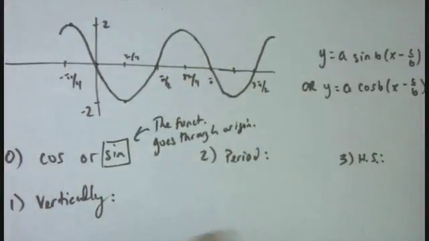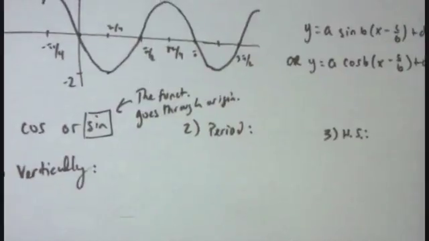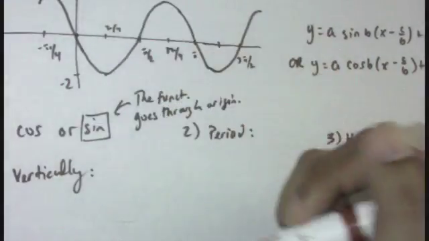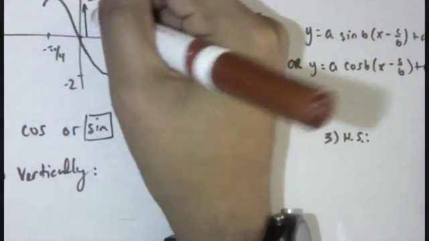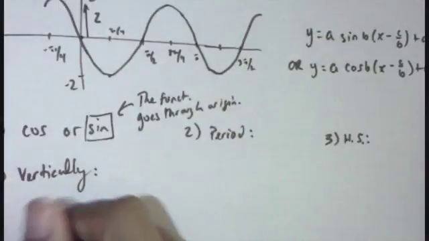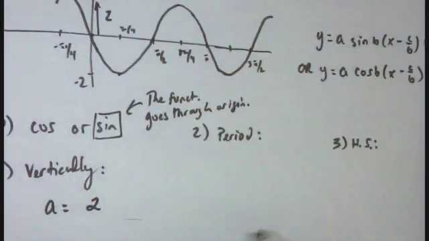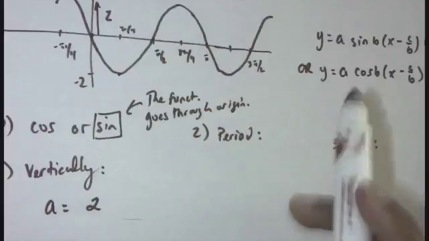Second, I'm going to look vertically. Vertically, the y values go from -2 to 2. That tells me that my amplitude has a value of 2 units. So A is going to be a 2. I don't know if it's positive or negative yet. I didn't think about that.